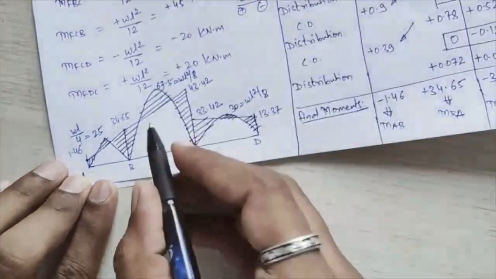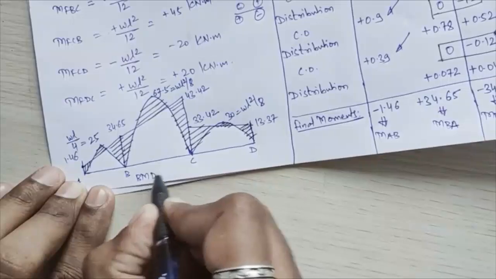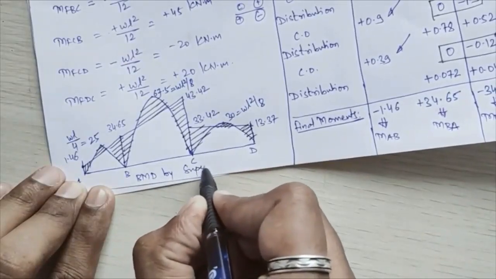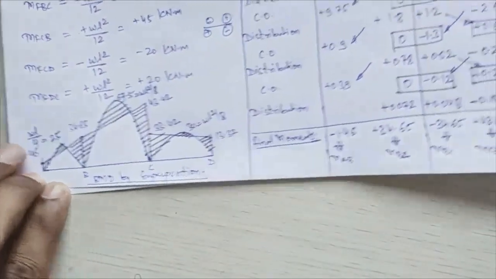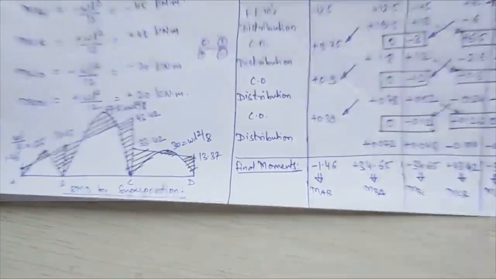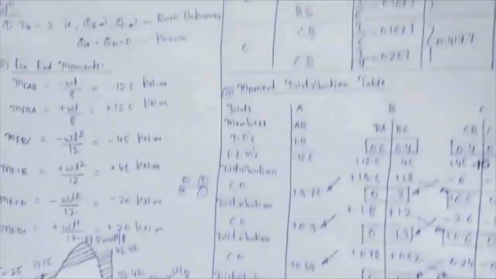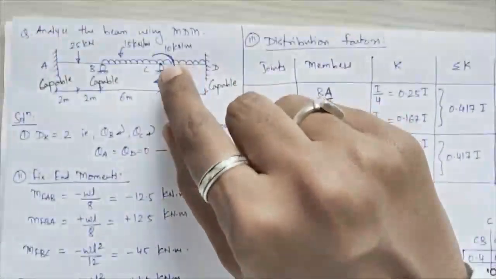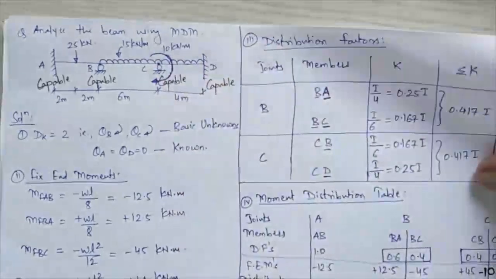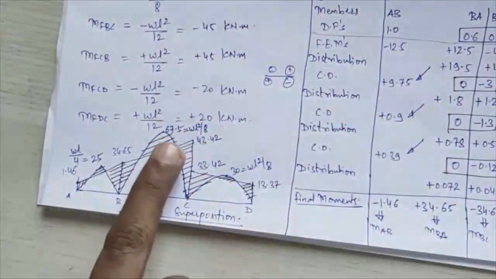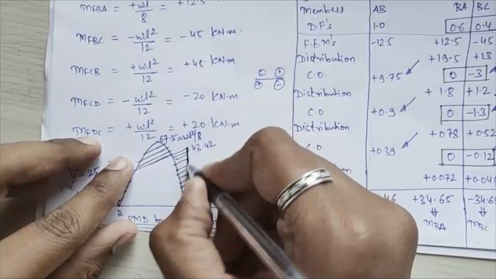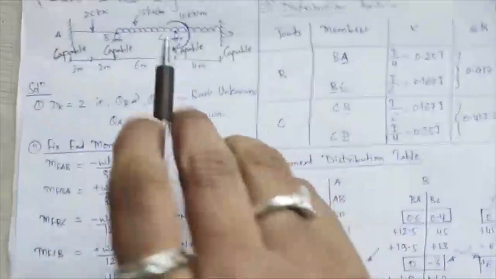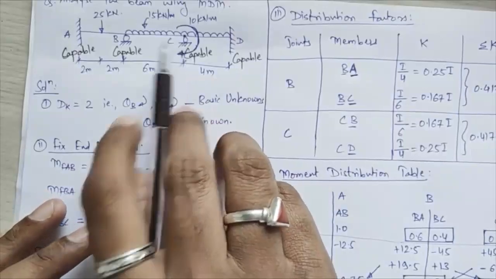Okay, so this will be your BMD by superposition. So that ends there. See, again in the bending moment diagram also you can see the effect of this concentrated moment acting over here. See, this is your 43.42 and this is your 33.42. So whatever this difference you are getting here, that difference is the value of this concentrated moment. Okay, I hope you have got this numerical very easily.